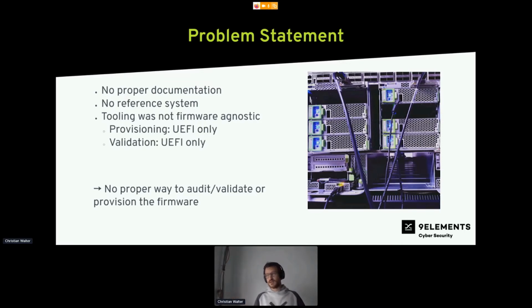So the bottom line for us was that there was no proper way to actually audit or validate or even provision the firmware that we were going to write, and also the firmware features that we should implement.